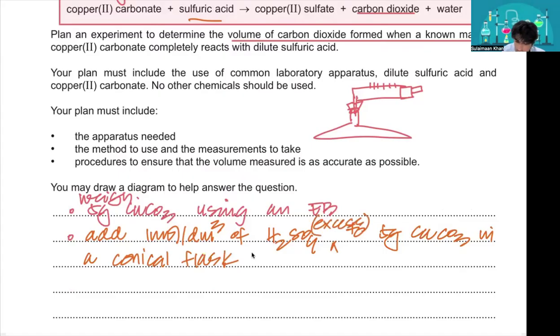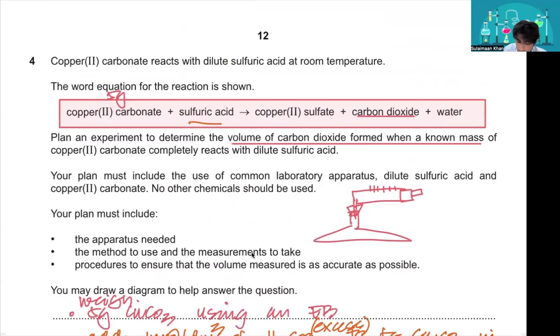Why? Because the examiner says, tell me how much volume of carbon dioxide will be formed when a known mass of copper carbonate completely reacts with dilute sulfuric acid. How do we know that all of the copper carbonate would react with dilute sulfuric acid? When the dilute sulfuric acid is in excess, obviously. And how would you know that dilute sulfuric acid is in excess? Because the bubbles will stop forming, right?